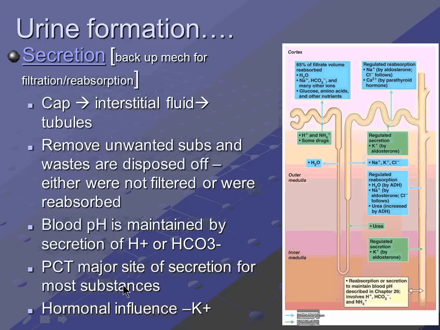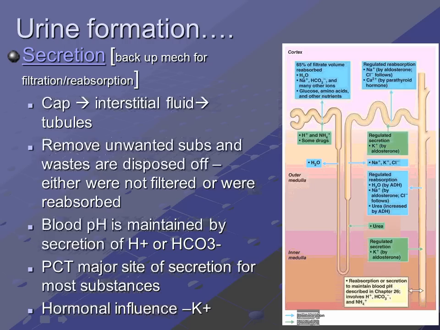The main site for secretion is the proximal convoluted tubule. You can see it, the proximal convoluted tubule, for reabsorption and secretion. And if you remember, the cells were much taller in the proximal convoluted tubule. And when we talked of the cells, they also had those microvilli, which increase surface area, which is why most of your reabsorption and secretion occurs in the proximal convoluted tubule.